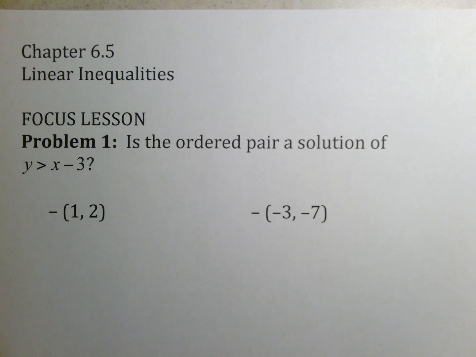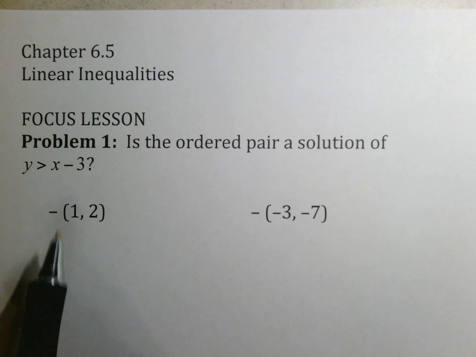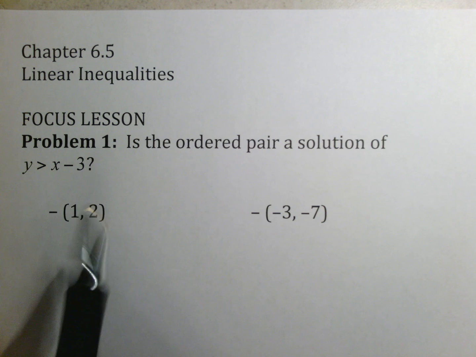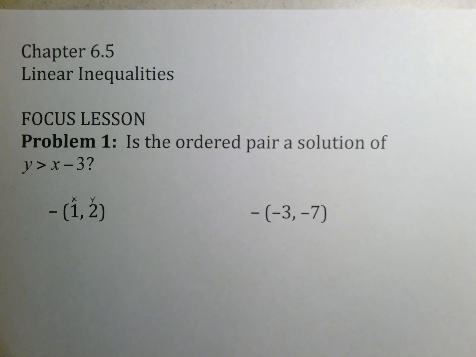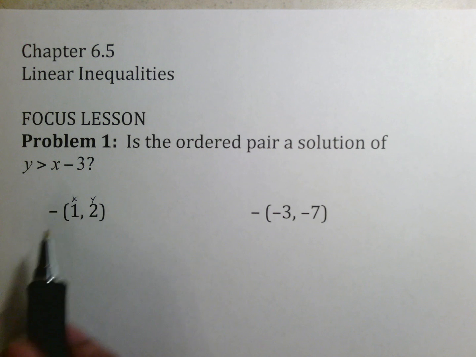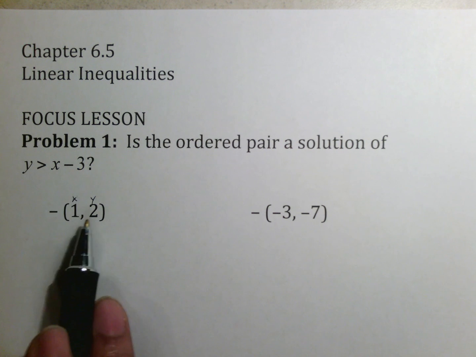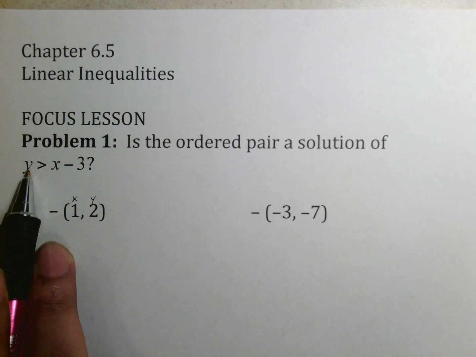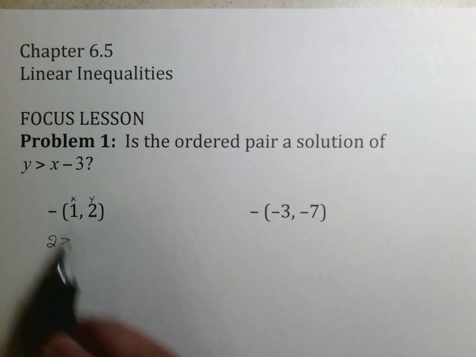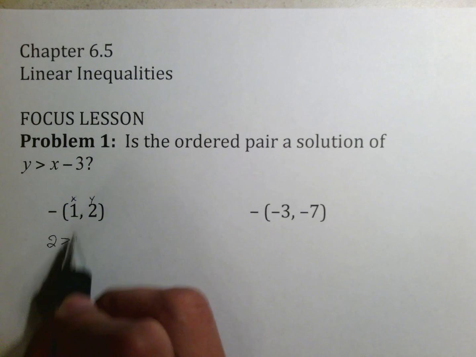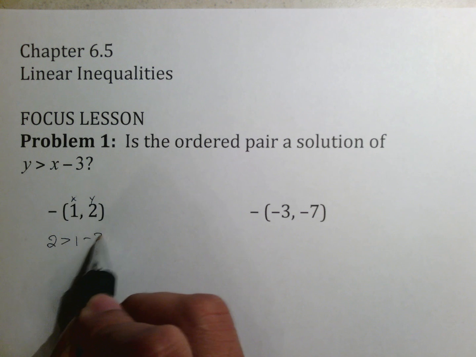Problem 1 asks about the ordered pair being a solution of y is greater than x minus 3. From what I remember, y and x being two variables, I also see an ordered pair. In the ordered pair, the first one is usually x, the second one is usually y. From what I've learned in math, whenever I have an equation like this, I should be plugging numbers in. So in this case, I'm going to turn this y into a 2. I'm going to leave this as greater than. This turns into a 1 because that's x minus 3.